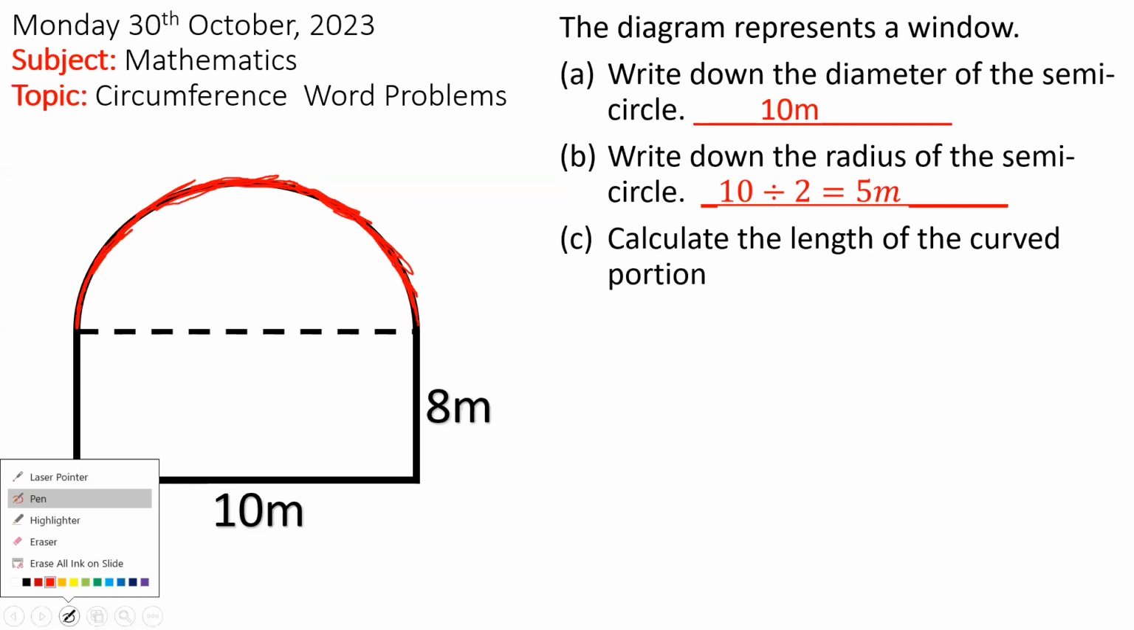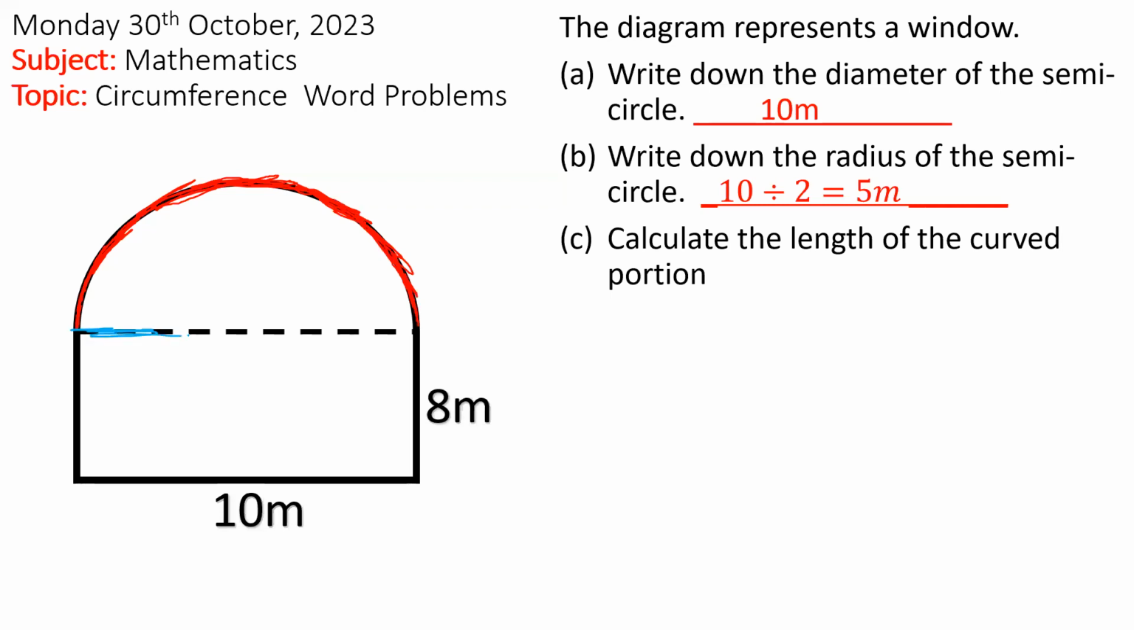Now we also have the diameter. So the diameter, which is twice the radius, is this, right? The blue section. So if you remember the formula for the semicircle, what is the formula for the perimeter of the semicircle? It was pi r.